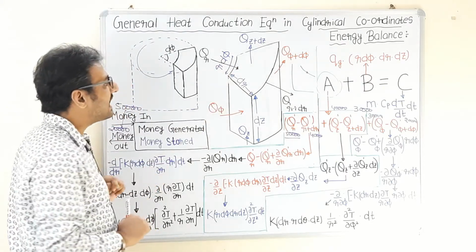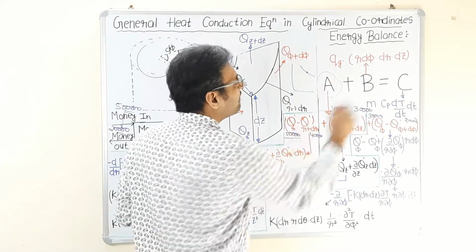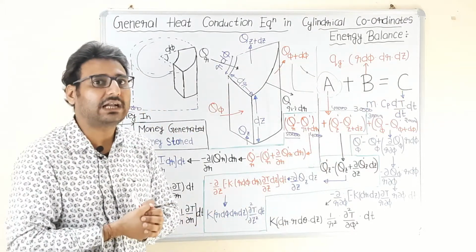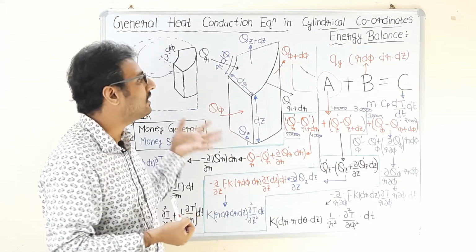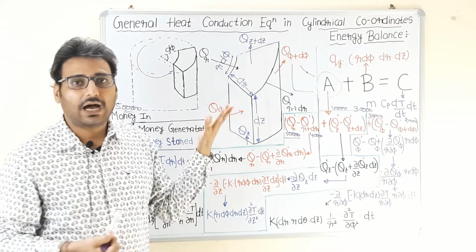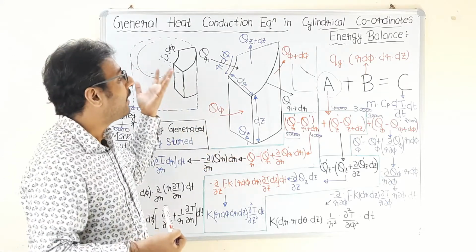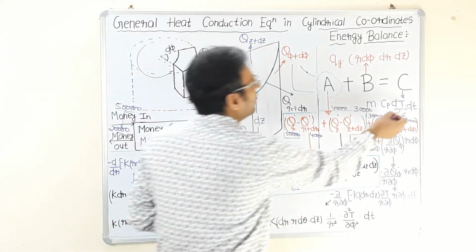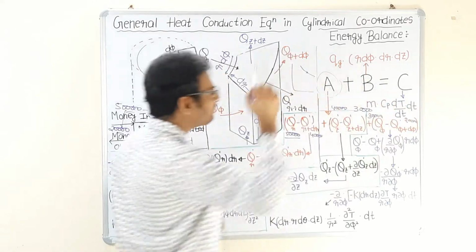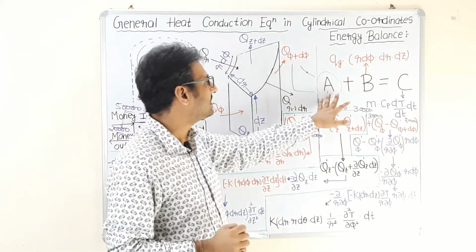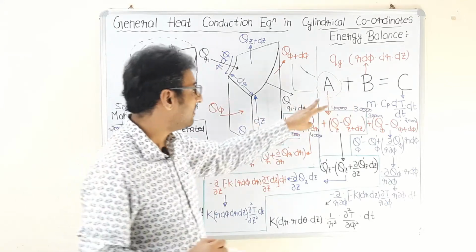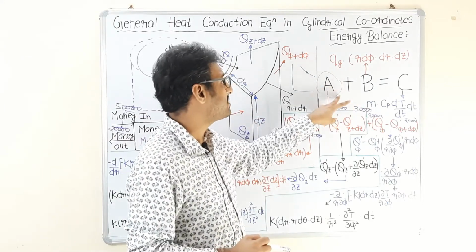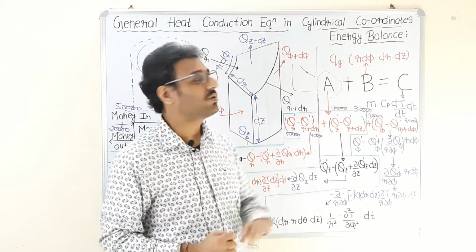Now volume of this element will be this one. And C is basically showing the net heat content. So net heat content will increase the internal energy of the element by this amount. So we have discussed this basic heat balance equation, A plus B is equal to C.